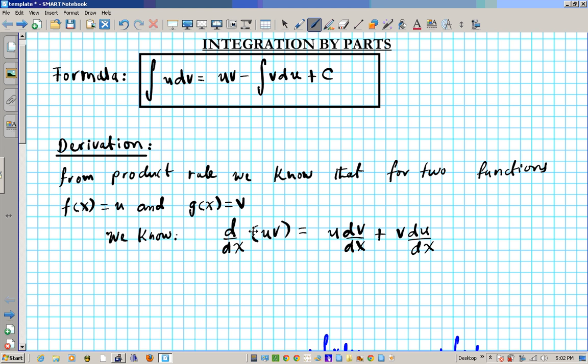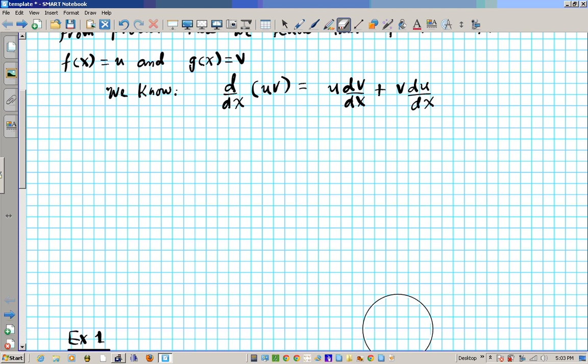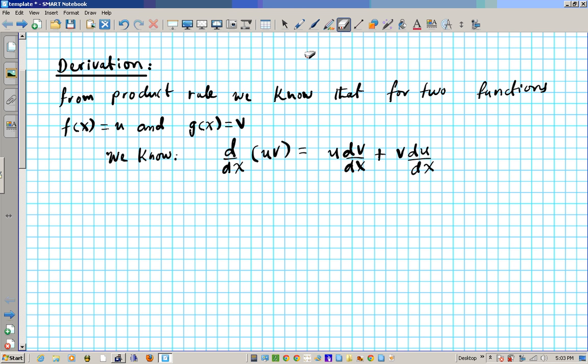So what I'm going to do next is anti-differentiate both sides. Let's go ahead and anti-differentiate both sides. If I anti-differentiate both sides, what's that going to give me? On the left side, I take the antiderivative of the whole thing, and on this side I just take the indefinite integral of this sum right here. Okay, so what's that going to give us?